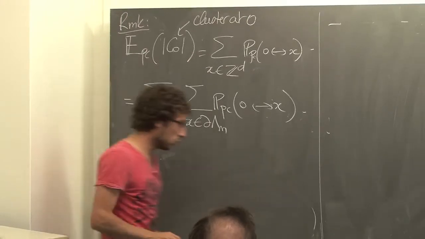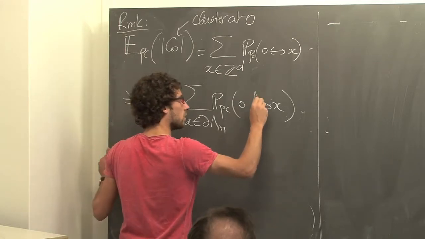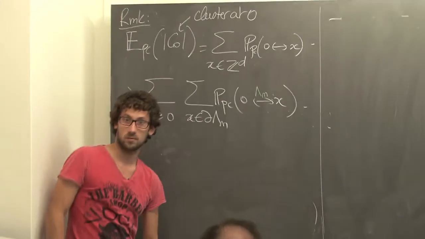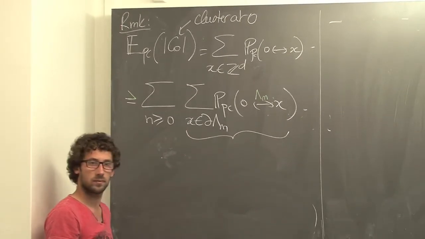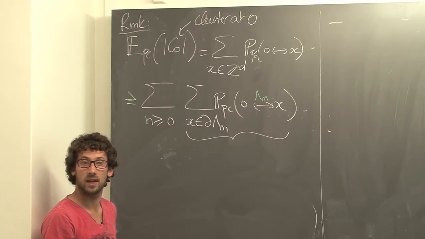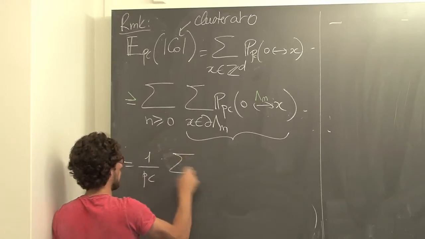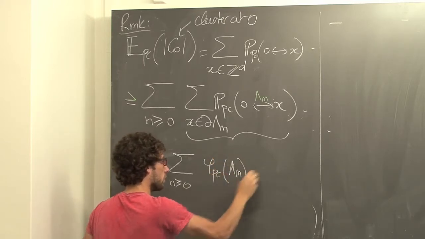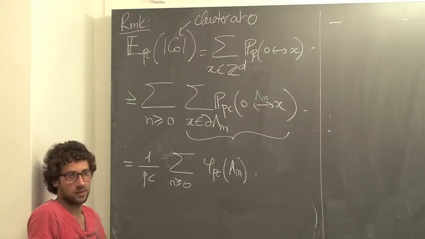Now I can turn it into an inequality by just asking that the connections occur in lambda n. What is this quantity now? Well, it's 1 over pc, phi pc of lambda n. So this is now 1 over pc, sum over n larger or equal to 0, of phi pc of lambda n. This is the definition. What do I know on that?